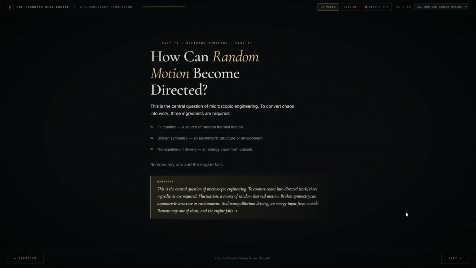This is the central question of microscopic engineering. To convert chaos into directed work, three ingredients are required. Fluctuation, a source of random thermal motion. Broken symmetry, an asymmetric structure or environment. And non-equilibrium driving, an energy input from outside. Remove any one of them, and the engine fails.